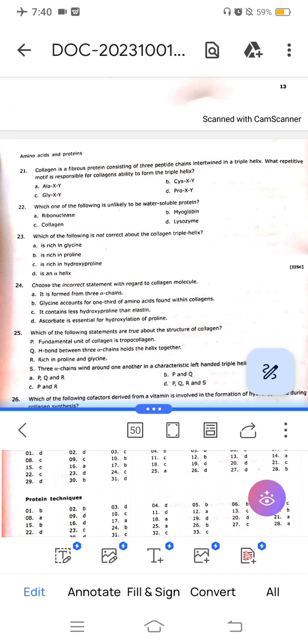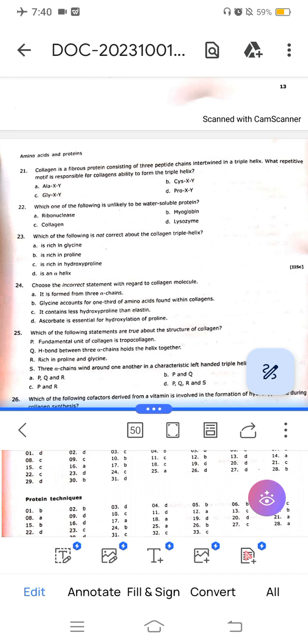Which one of the following is unlikely to be a water soluble protein? 22, C. Collagen is unlikely to be a water soluble protein. So that means the other proteins are water soluble: ribonuclease, myoglobin and lysozyme.